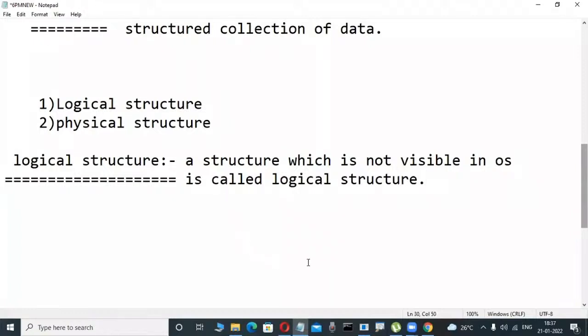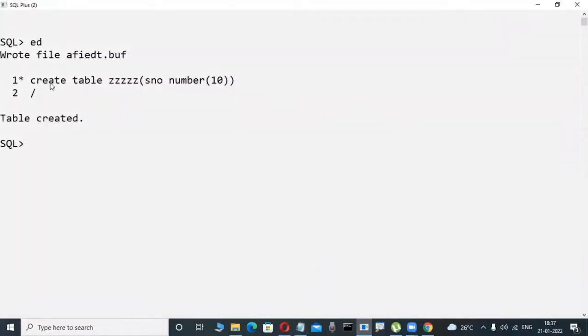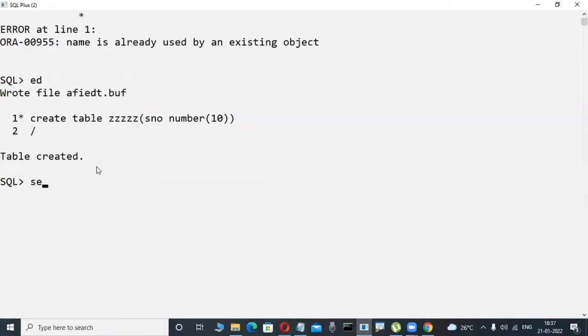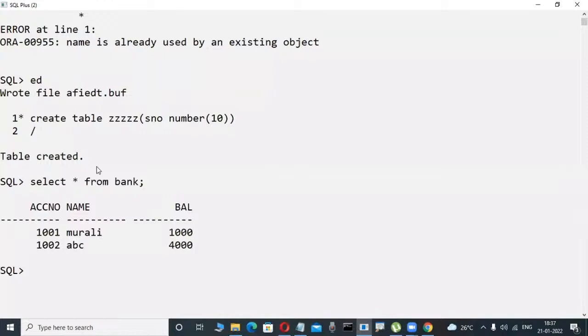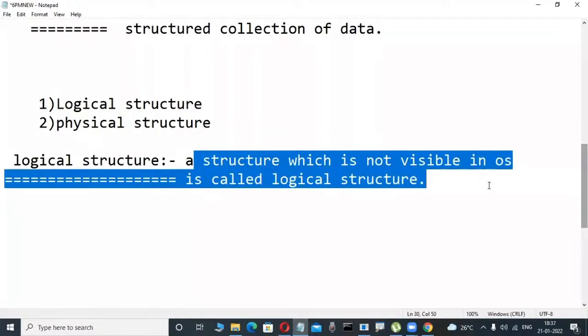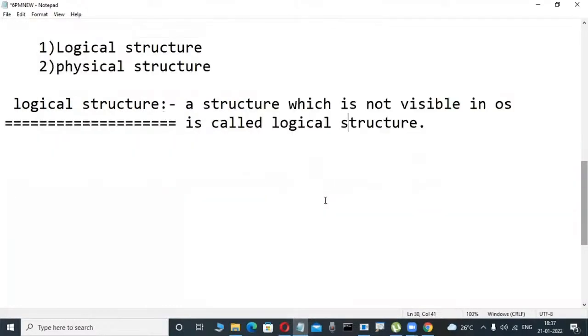That's why when you create a table, we are unable to view it in the C drive or D drive like that. But where is it visible? Yes, in the database. Those tables are visible only in the database, not in your C drive or D drive. That's why a structure which is not visible in the operating system is called a logical structure.